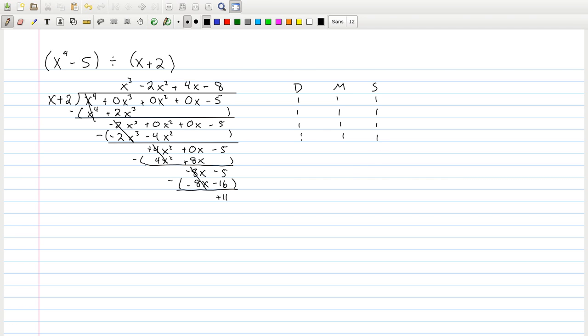Normally, we would go back and divide again, but the degree we have here is less than the degree of the divisor. And that means we're finished. And this last line is the remainder. And the top is the quotient. So we can write our answer as x cubed minus 2x squared plus 4x minus 8 plus our remainder goes over the original divisor.